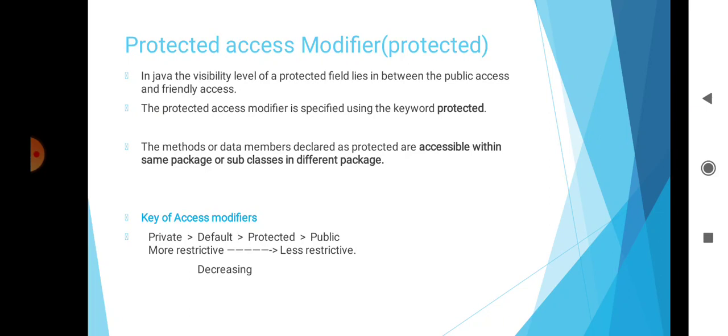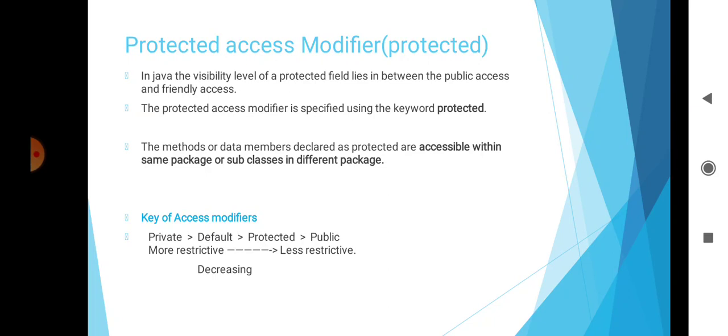Then last is the protected access modifier, and we can use the keyword protected. In Java, the visibility level of a protected field lies in between the public access and friendly access. The protected access modifier is specified using the keyword protected, and the methods or data members declared as protected are accessible within the same package or subclasses in a different package.